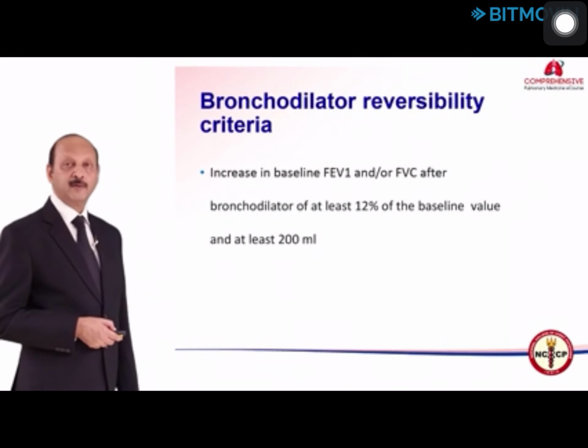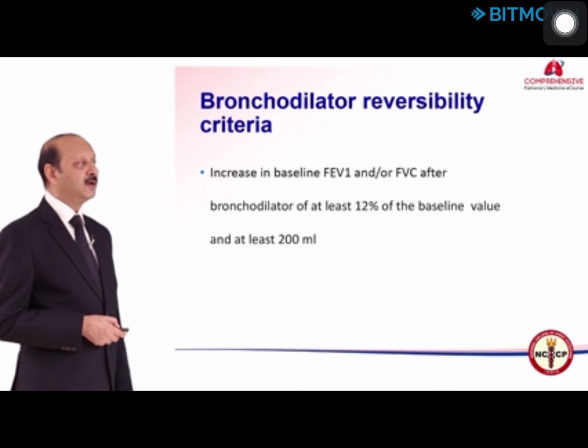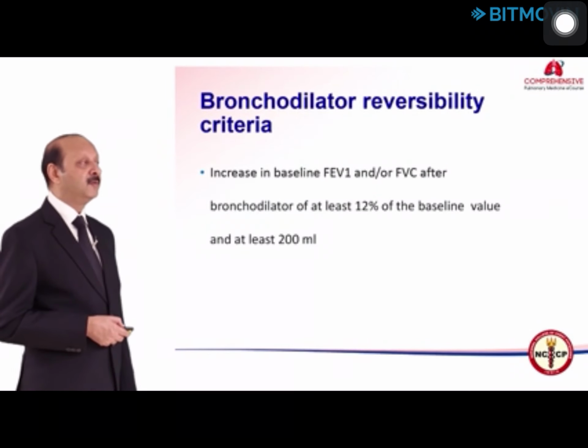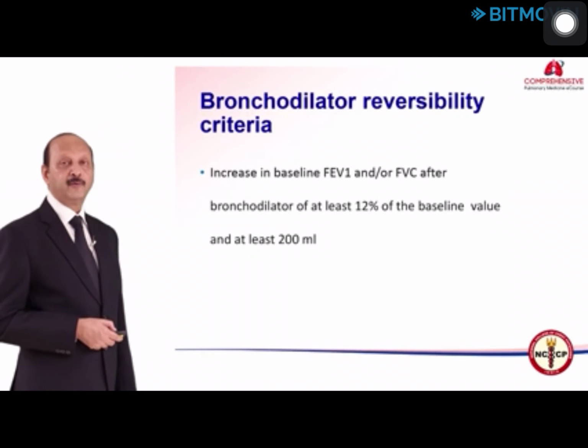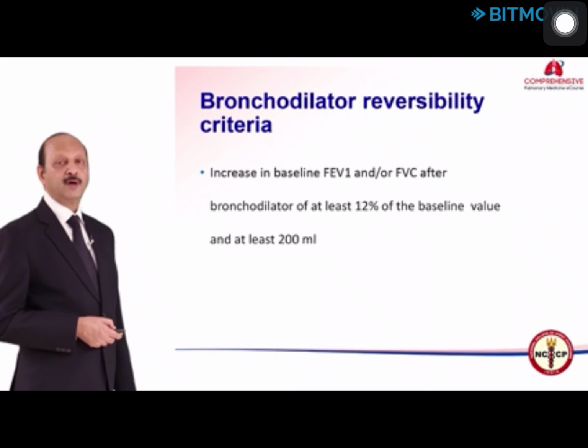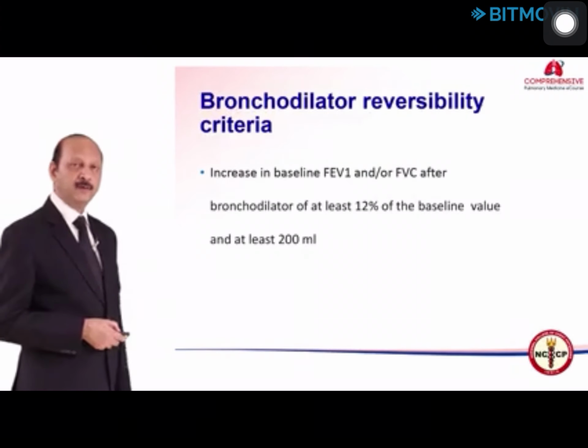And you say reversibility is present when you have an increase in the FEV1 and/or FVC. The mistake people make is looking only at FEV1. No. Even if FVC is increased, it is taken as a reversibility criterion. So if FEV1 and/or FVC after bronchodilator increases by 12% and at least 200 ml, both criteria should be fulfilled. It should be more than 12% and more than 200 ml. Then we call it significant reversibility.